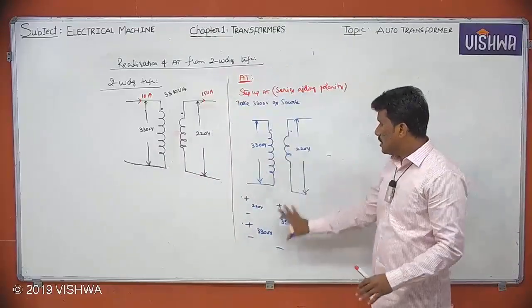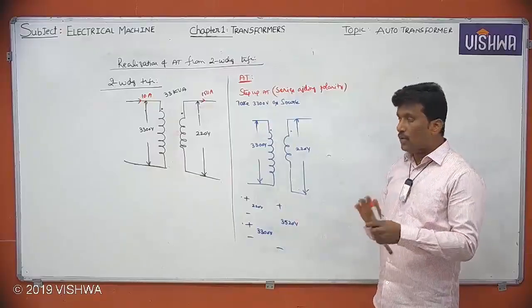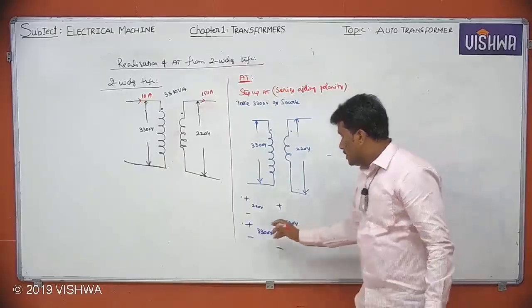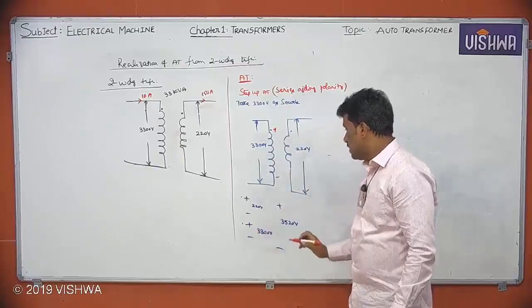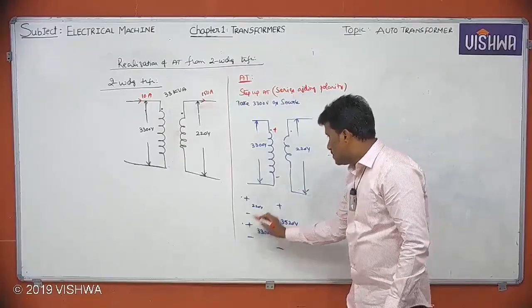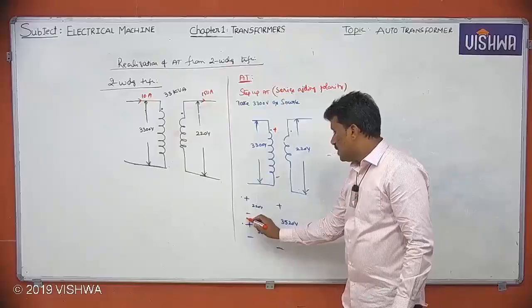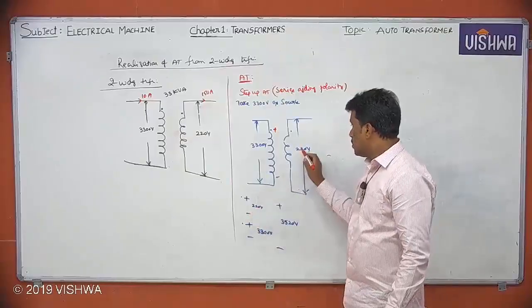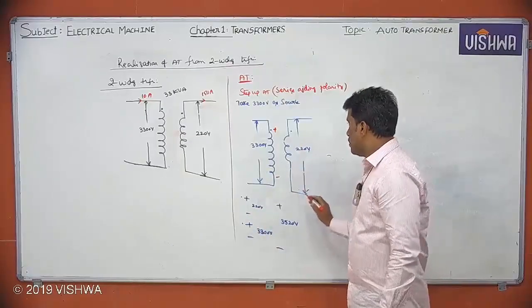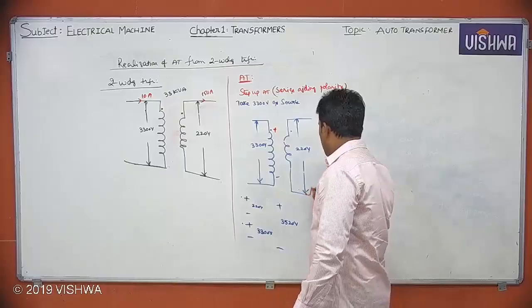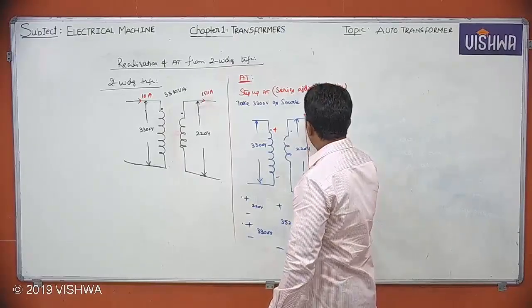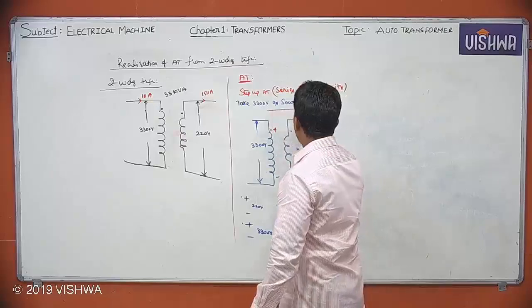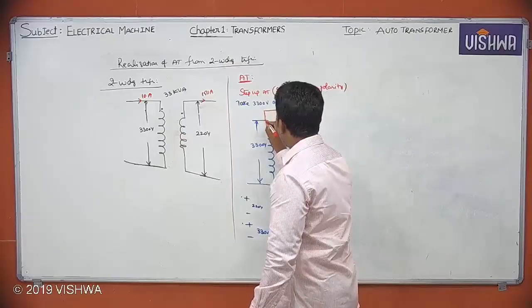So this I want. For that, what you have to do? Observe clearly. This is plus minus, the 3300 volts source. To this plus, that is to this dot, we should connect the non-dot of the 220 volts winding, the minus. So it should go like this.